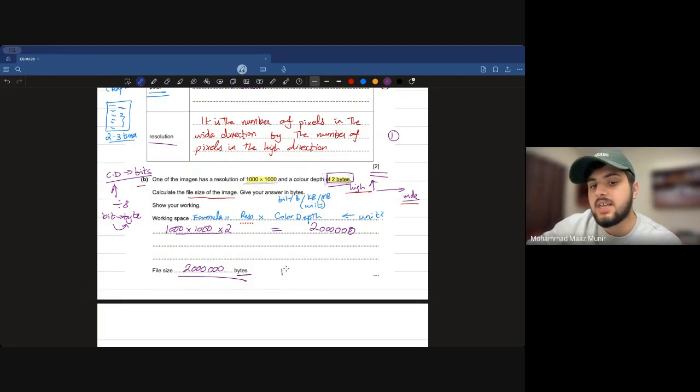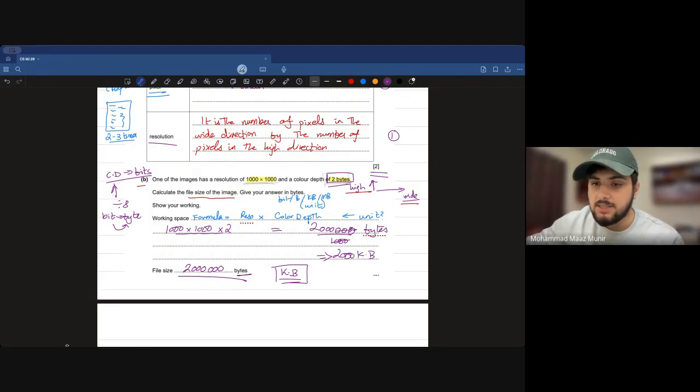But now if, let's say, the question had asked, give the answer in KB. So now this would be in terms of bytes. And now if I had to convert this, I would divide it by 1000 because it's not KB bytes, it's kilobyte, right? So I would divide this with 1000 and I would get my answer as 2000 kilobytes. And that would be my answer if I had to give it in terms of KB. Now, this is really important. Can we write this as 2 megabytes?